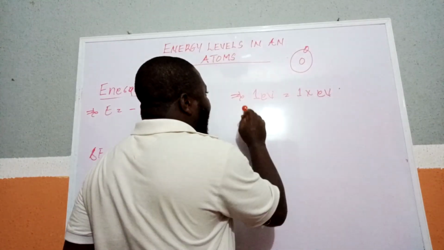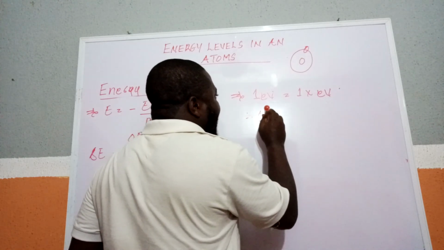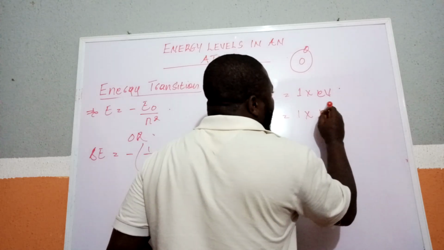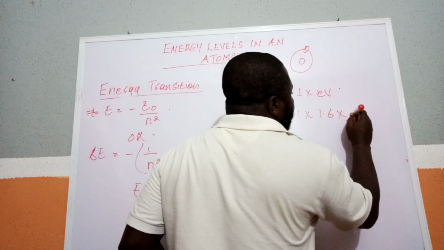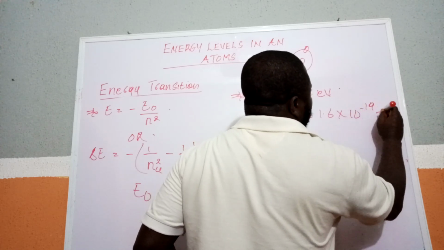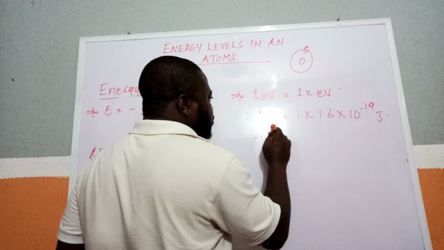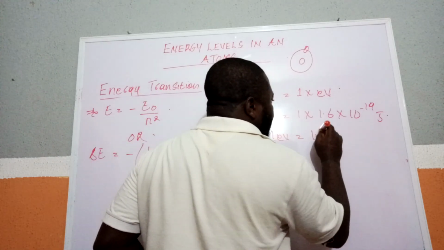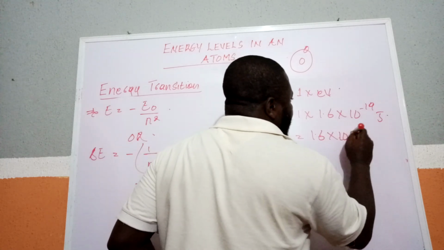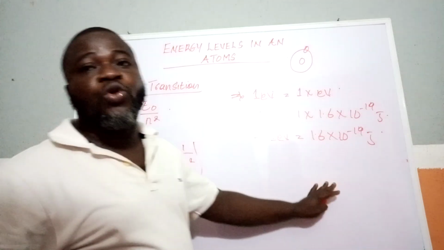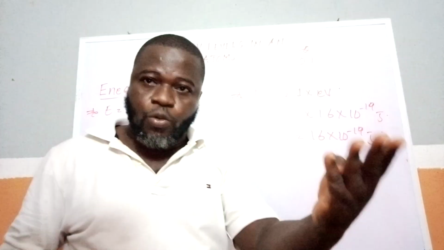That means if I have 1 electron volt, it should now be equal to 1 multiplied by 1.6 times 10 raised to the power minus 19 joule. So at the end of the day, you know that 1 electron volt is the same thing as 1.6 times 10 raised to the power minus 19 joule. Can you see that now? That is when you can convert from 1 electron volt to joule. Do you understand that now?